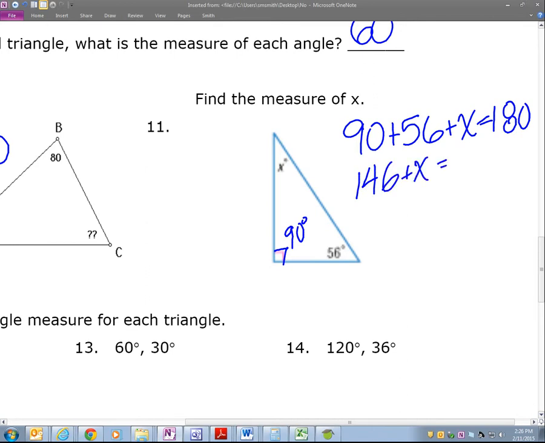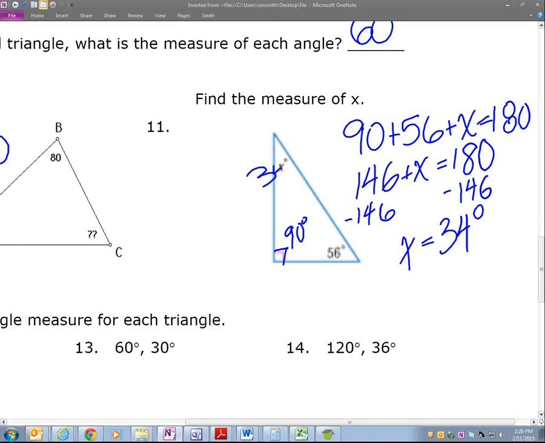146. So then I'm going to subtract 146 from both sides because this is how we get X by itself because we did solving equations. And I have 34 degrees. Now, do I need to do anything else? Is X being used? Is it being multiplied by anything else anywhere else? No, so we're done. The value of X is 34 degrees. The measurement degree.